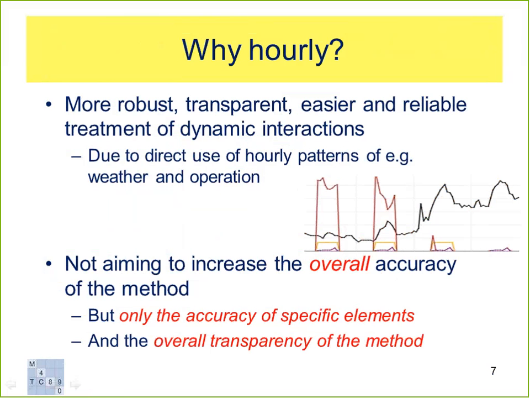On the other hand, why then not stick to a simple monthly method, why an hourly calculation? And that's because, as I said before, we need to deal with the dynamic interactions. And with the monthly method, you have these correlation factors to take into account the dynamic effects, but if the physics become more and more complex with the new technologies, the actual hourly calculation is much more robust, transparent, and easier and reliable. So that's the main reason for working out a revised simple hourly method.